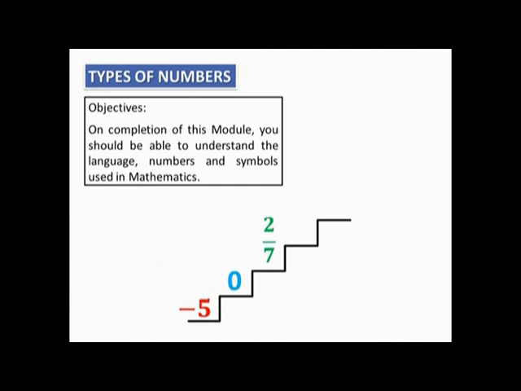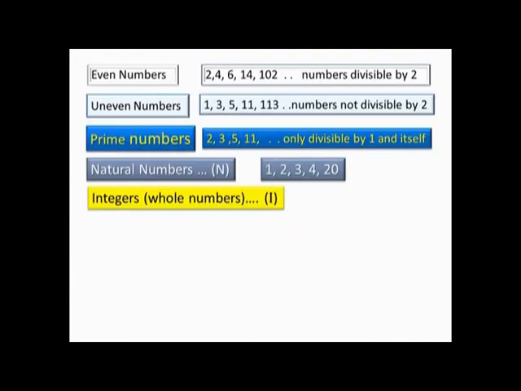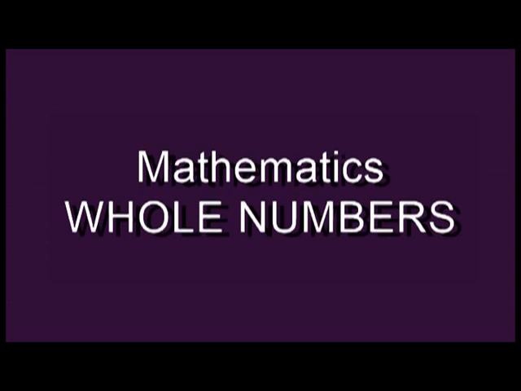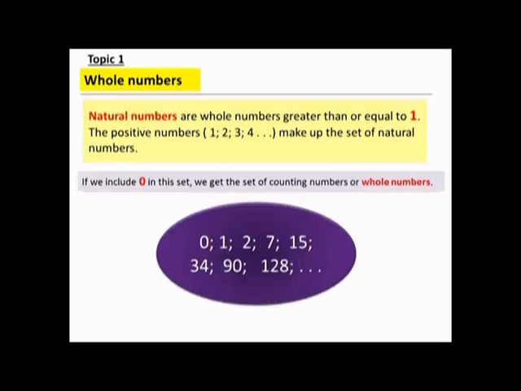Types of numbers. Whole numbers: -2, -1, 0, 1, 2. Mathematics whole numbers. Counting numbers or whole numbers.